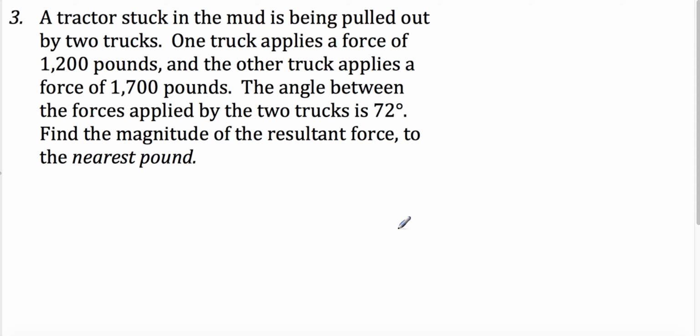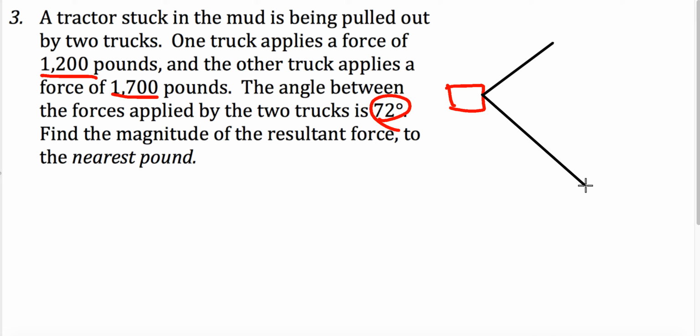Number 3. A tractor stuck in the mud is being pulled out by two trucks. One truck applies a force of 1,200 pounds. The other one, this much. The angle between them is this. So what we are ultimately doing is, I have one object, in this case the tractor, and one truck pulls this way, the other pulls this way. This is 1,200 and this is 1,700. The angle between them is 72 degrees. Now find the magnitude of the resultant.